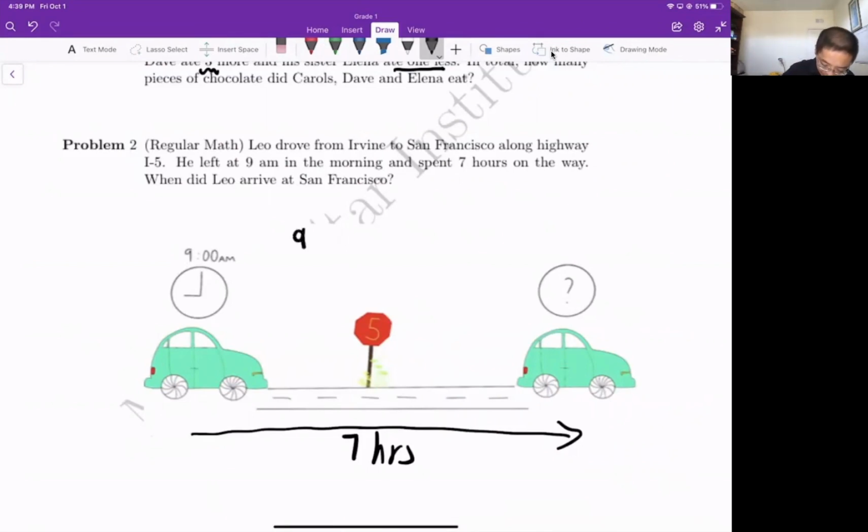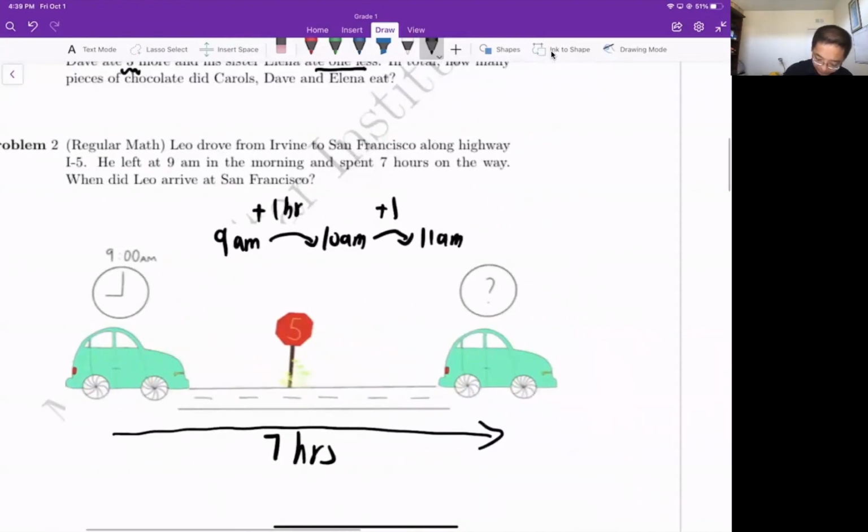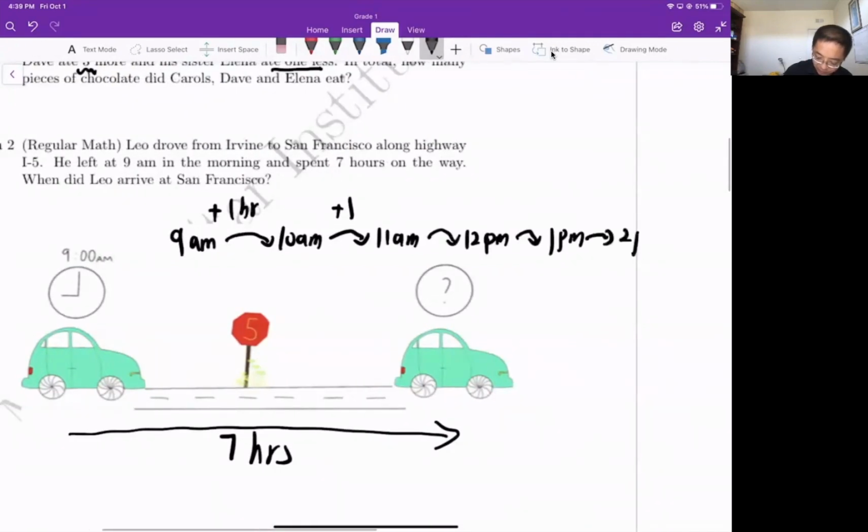Okay, now we can start from 9 a.m. After 1 hour, it will be 10 a.m., right? If you add another 1 hour, it will be 11 a.m. Then you add 1 more, so 12 p.m. And then in the afternoon, 1 p.m., and then 2 p.m., and then 3 p.m.